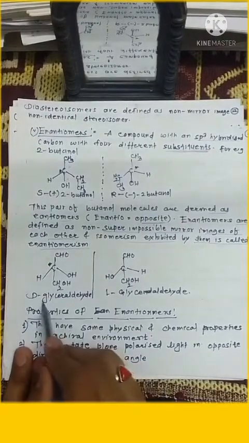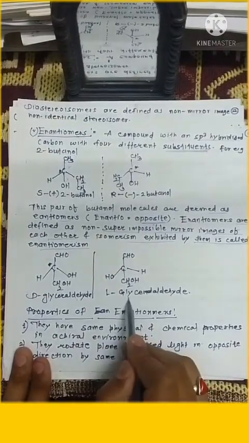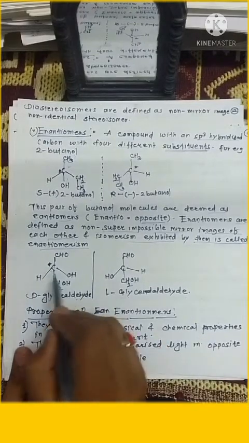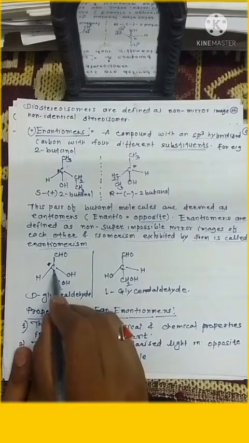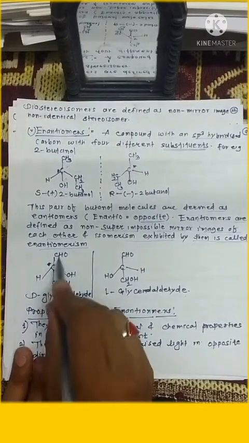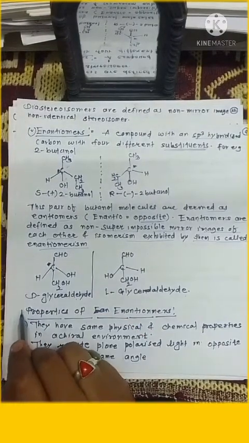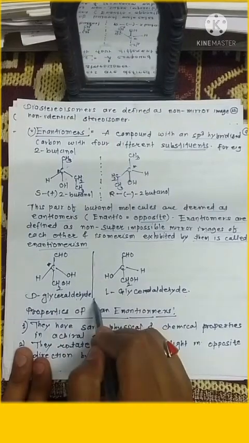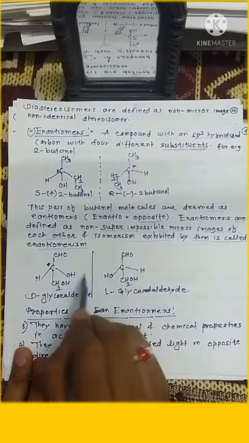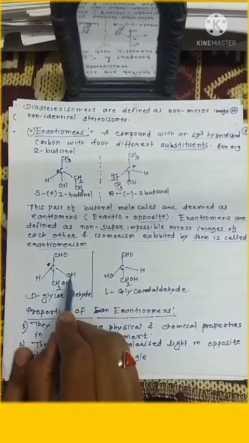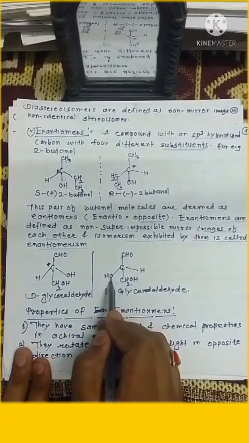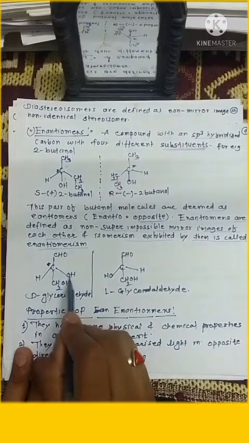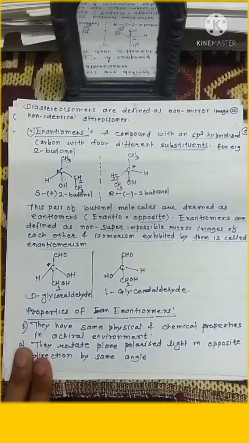Also see the example of D-glyceraldehyde and L-glyceraldehyde. In glyceraldehyde, this carbon is chiral in nature. So one can draw its mirror image by putting a mirror here. Because of that, this OH group is shifted, or it is drawn on the left hand side. In this molecule, it is on the right hand side.